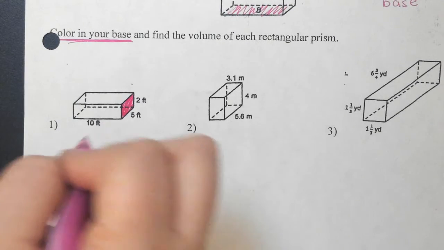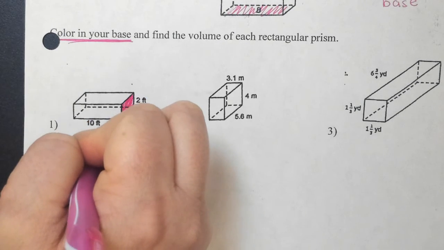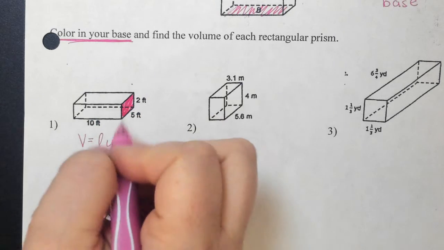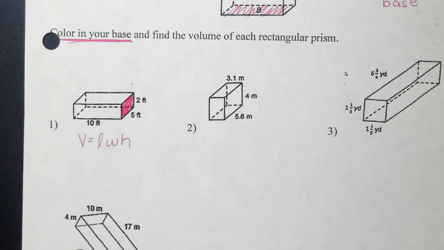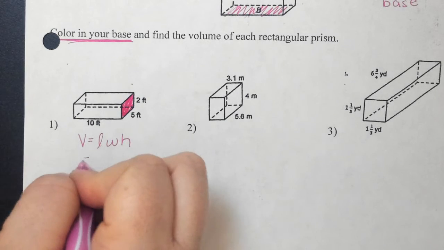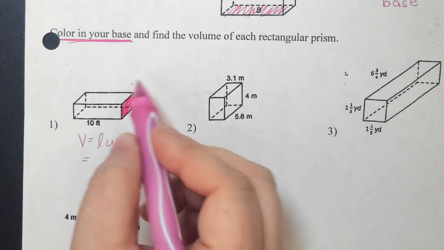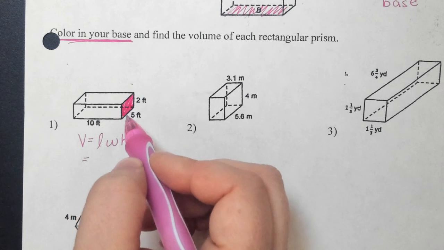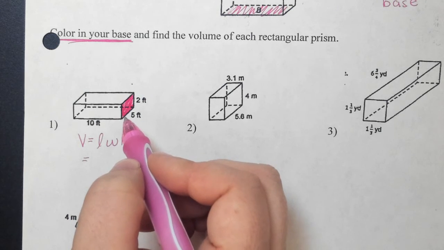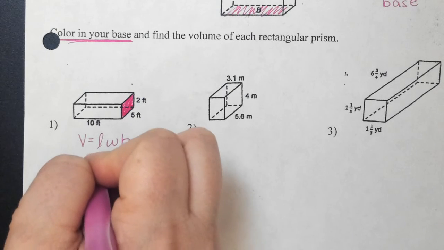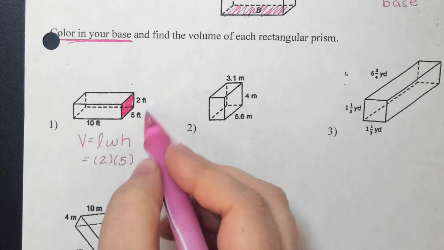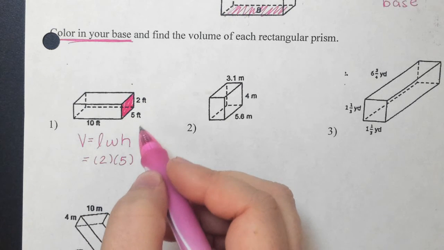So I'm going to start by writing my formula, which again, in the 6th grade, we use V equals LW for my rectangle, and then the height of the prism. Okay, my length and width have to come from what I shaded. So what are my length and my width on that pink square or rectangle? Martina? 2 and 5. 2 times 5, and then what is the height of my rectangle?